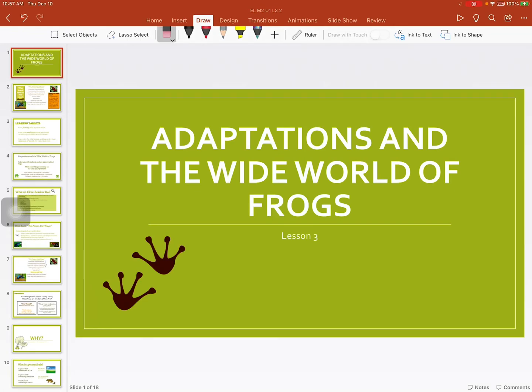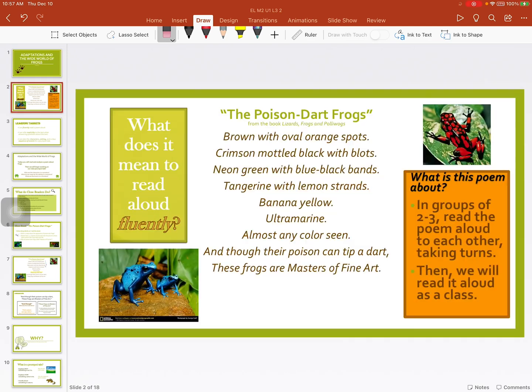Adaptations in the Wide World of Frogs. Lesson 3. What does it mean to read fluently? That's right, it means to read with expression, not too fast, not too slow, and like we were talking.